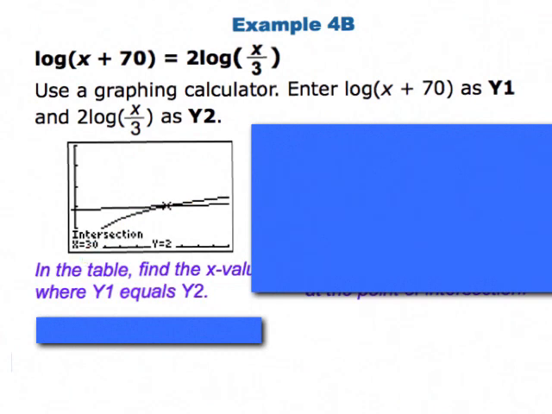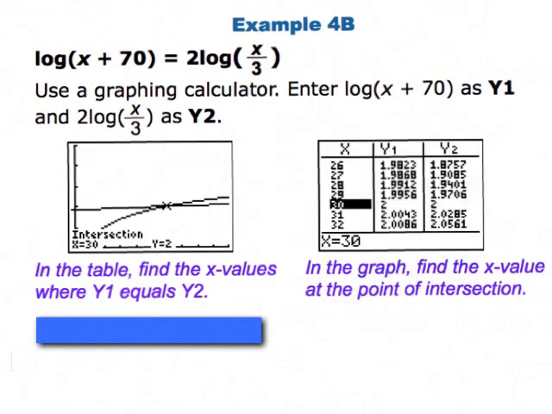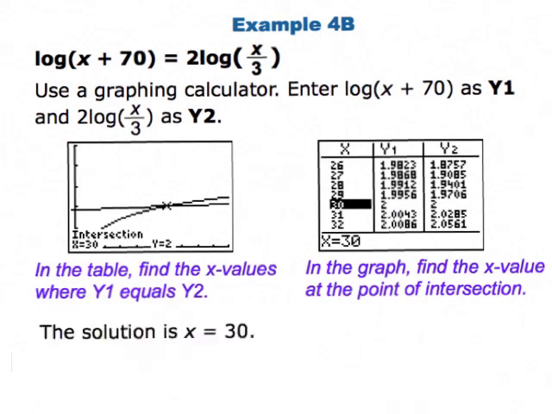Now, let's clear this off so we can look at the table. Looking at the table, when x equals 30, I'm at 2 for my range values. So that is my solution. Make sure you put your answer in set builder notation when we're all done. So it's going to be x such that x equals 30. And that pretty much wraps it up.